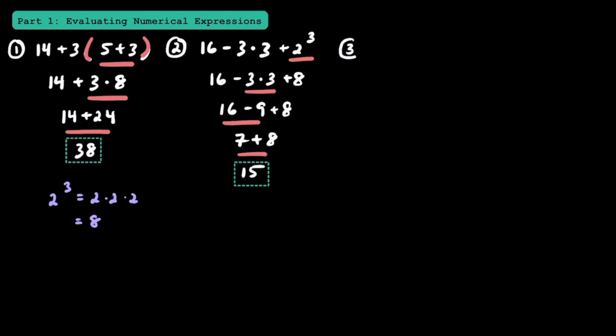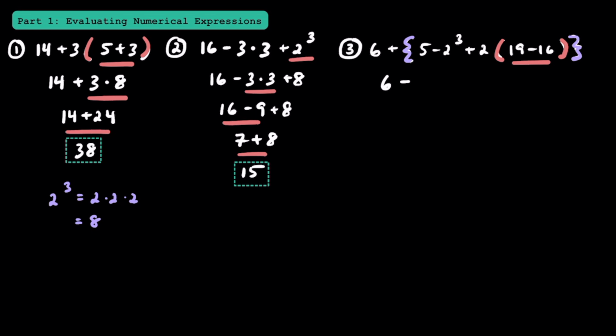Here's number 3. We have 6 plus the quantity of 5 minus 2 to the third power, plus 2 times the quantity of 19 minus 16. Right away, notice that we actually have 2 sets of grouping symbols. We have the braces over here, and we have parentheses over here. Whenever we have multiple grouping symbols, we always work our way from the inside out. We'll start with this 19 minus 16, and that's equal to 3. So we'll have 6 plus the quantity of 5 minus 2 cubed plus 2 times 3.